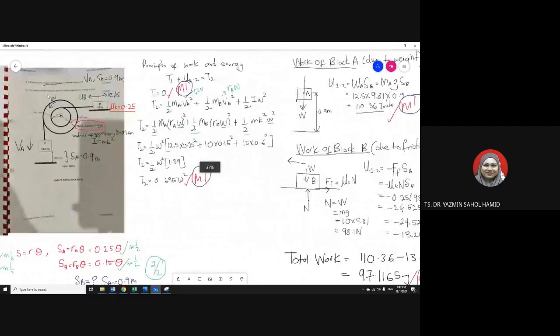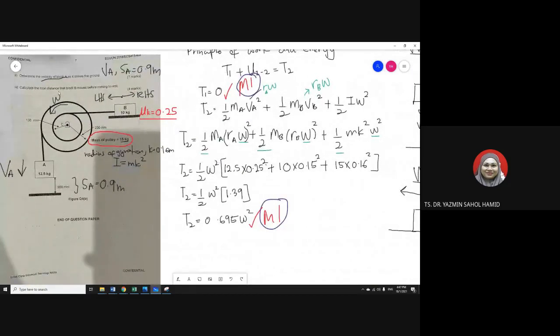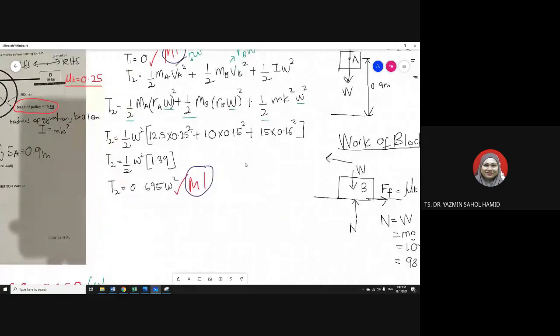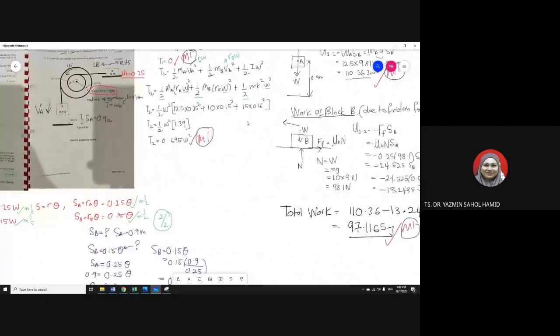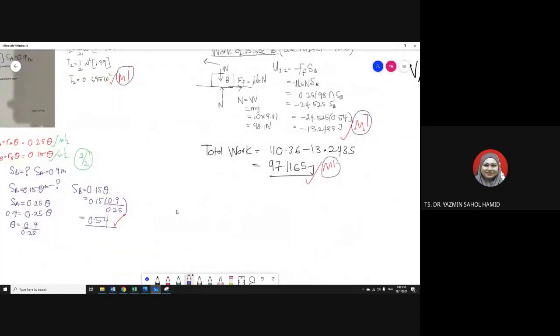Final question. Okay, let's read. Calculate the total distance of block B before coming to rest. So now we focus on block B. It asks for the total distance before it comes to rest. So for this question, number 3, it's the total distance of block B before coming to rest.